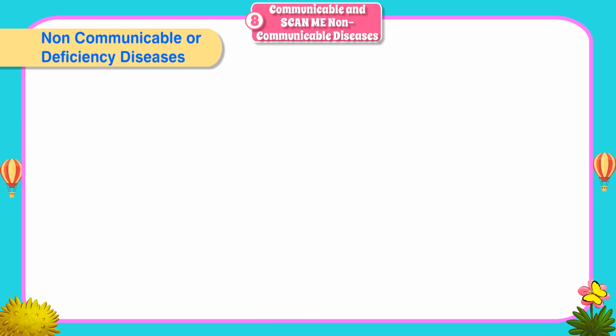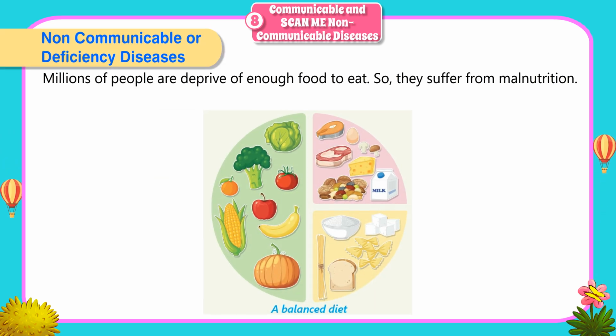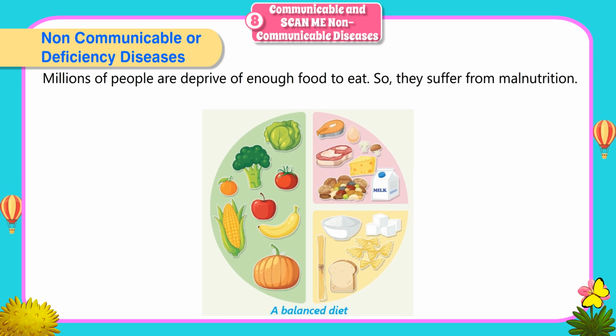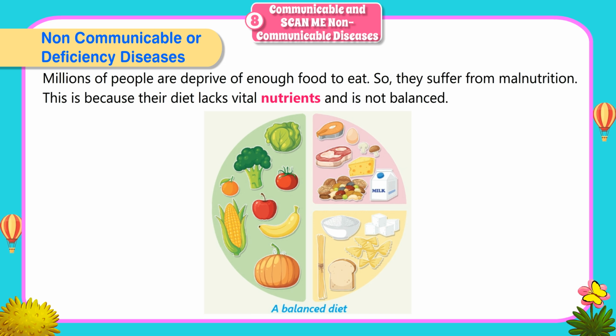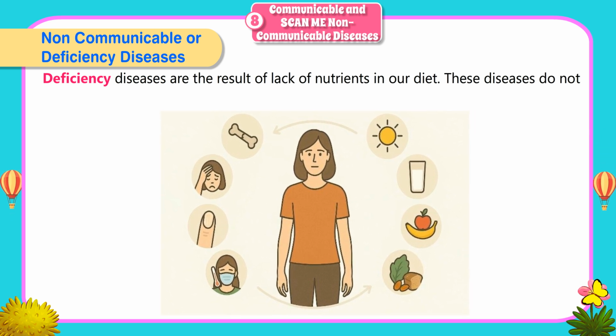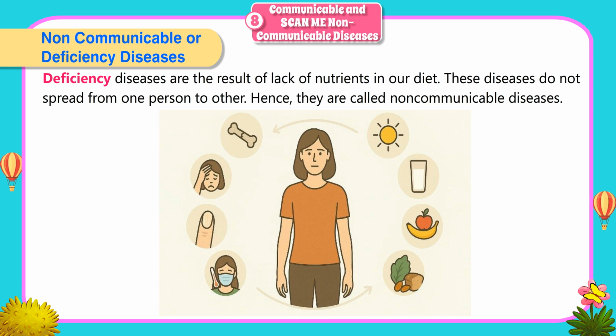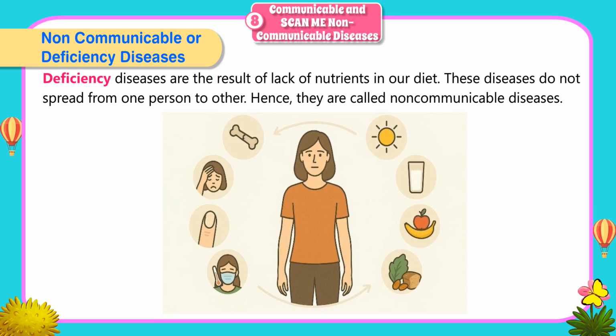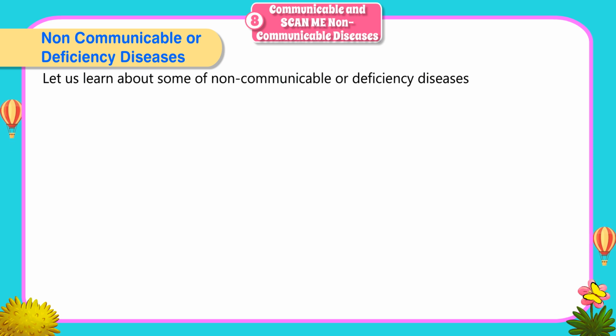Non-communicable or deficiency diseases. Millions of people are deprived of enough food to eat, so they suffer from malnutrition. This is because their diet lacks vital nutrients and is not balanced. Deficiency diseases are the result of lack of nutrients in our diet. These diseases do not spread from one person to another. Hence, they are called non-communicable diseases. Let us learn about some of the non-communicable or deficiency diseases.